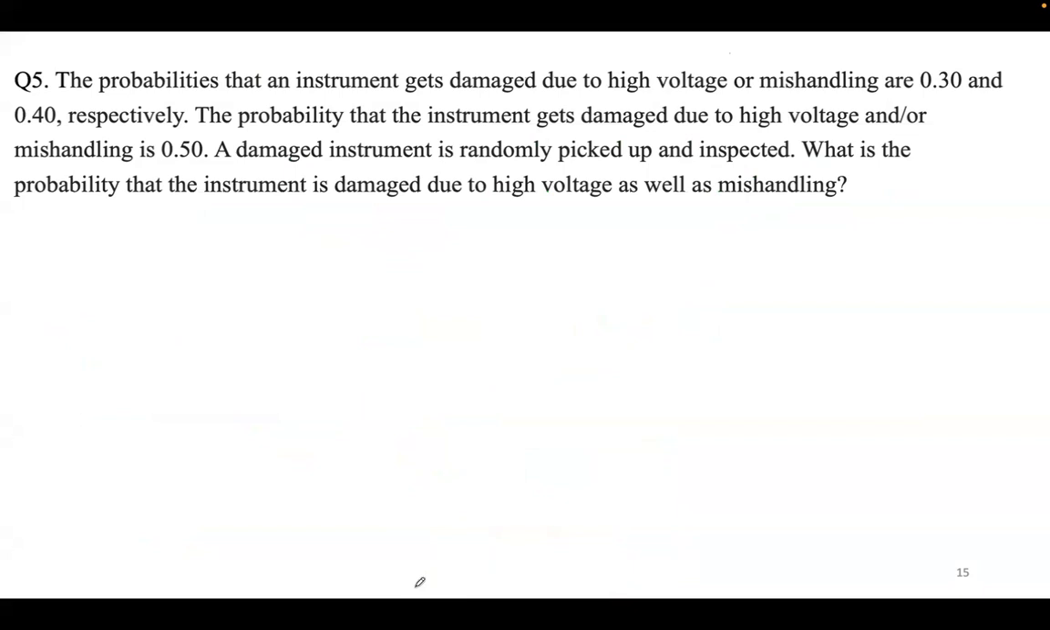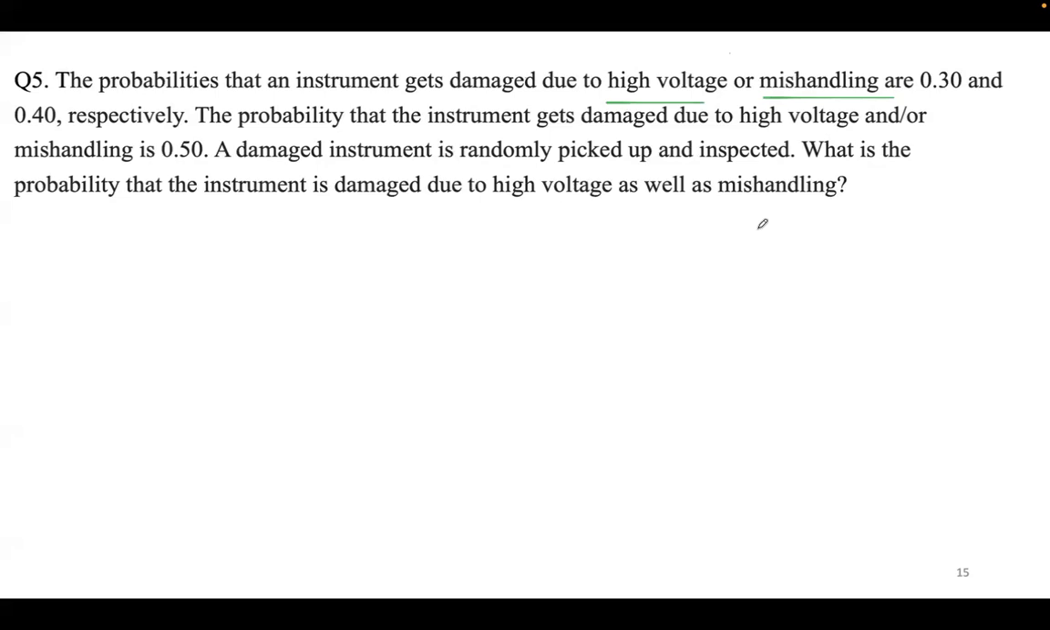Okay. So the probability that an instrument gets damaged due to high voltage or mishandling. So we're talking about two things: high voltage, mishandling. They are 0.3 and 0.4 respectively. The probability that an instrument gets damaged due to high voltage and or mishandling is 0.5. A damaged instrument is randomly picked up and inspected. What is the probability it is damaged due to high voltage as well as mishandling?